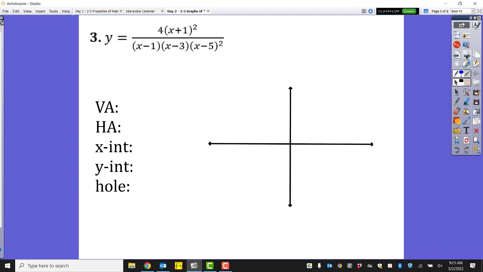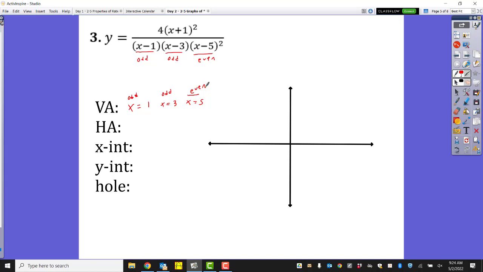Now, let's look at one that's a little more involved. Okay? So, we start with the vertical asymptotes. This is anywhere the denominator is equal to 0. That's going to be x equals 1, x equals 3, x equals 5. And let's go ahead and label these now. X equals 1 comes from this one. This is an odd degree, so this would be an odd asymptote. Same with this one, odd, so odd asymptote. And this one is even, so even asymptote.